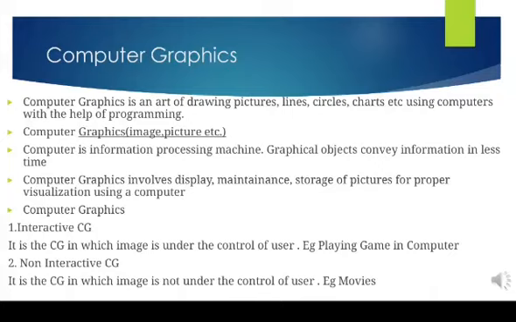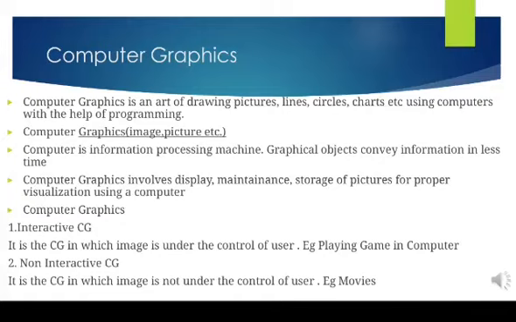Computer graphics is divided into two parts: interactive computer graphics and non-interactive computer graphics. What is interactive computer graphics? It is the computer graphics in which the image is under the control of the user. For example, consider that you are playing a car race game on the computer. In this game, you can control the motion of the car, meaning you can control the image of the car. So that is an example of interactive computer graphics.